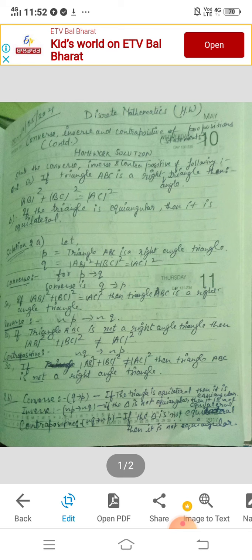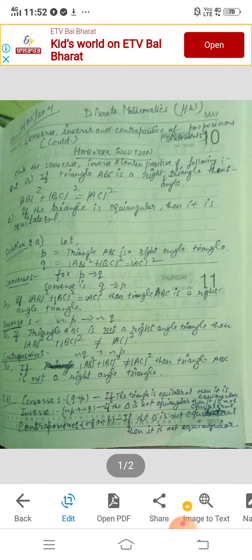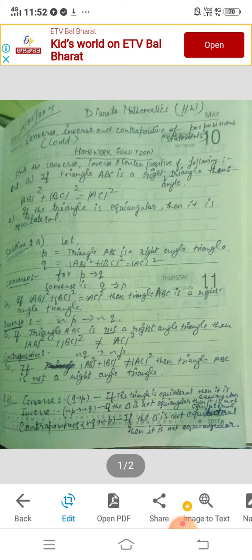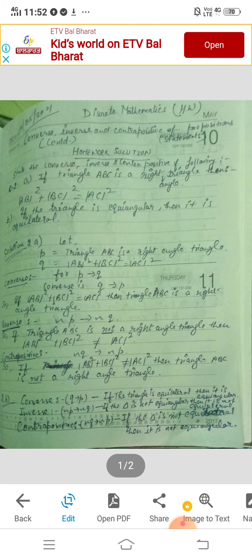So we will just put the not. So the answer will be: if triangle ABC is not a right angle triangle, then, similarly we will put not, AB squared plus BC squared is not equal to AC squared. So here is the way to write not in this equation. We will just negate the sign: AB squared plus BC squared is not equal to AC squared.